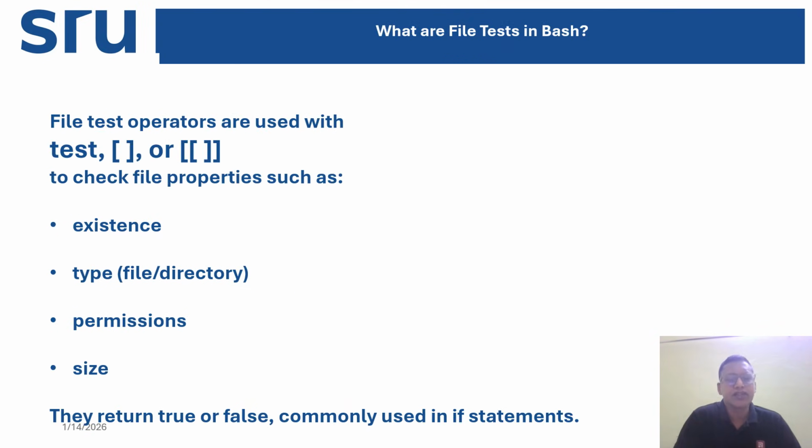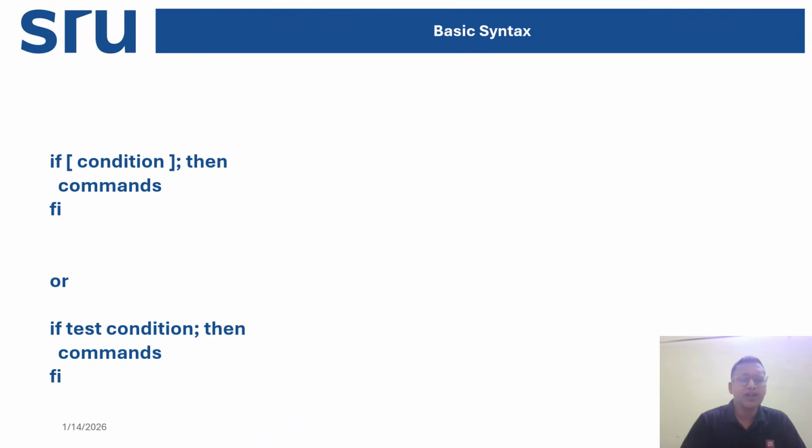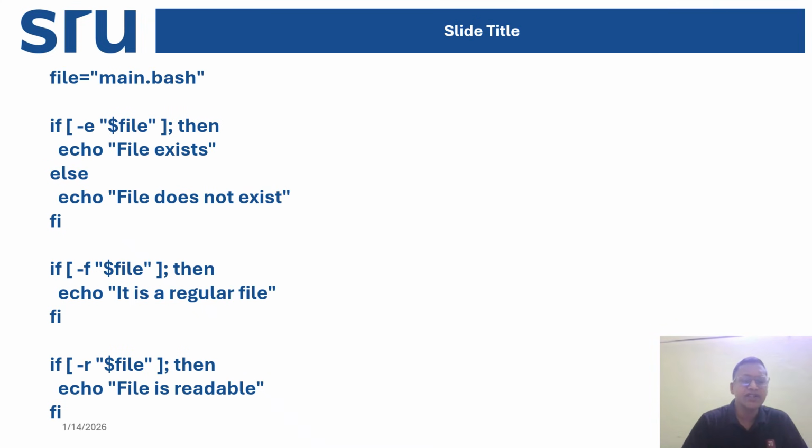Then the test condition. Earlier we discussed test and file options. Here you can write test, or single square bracket, otherwise double square bracket. It is for checking file properties such as existence, type of the file, permission of the file, size of the file, and so on. This is the pattern: if condition, then commands, fi, or if test condition, then commands, fi. This is a simple example.